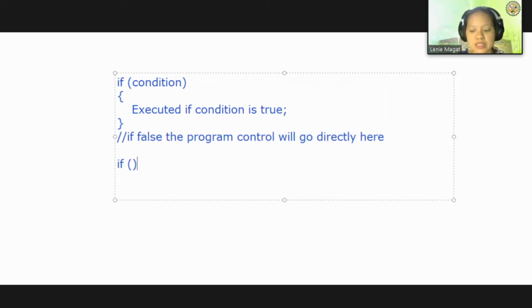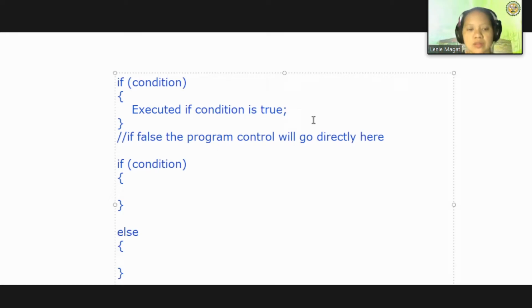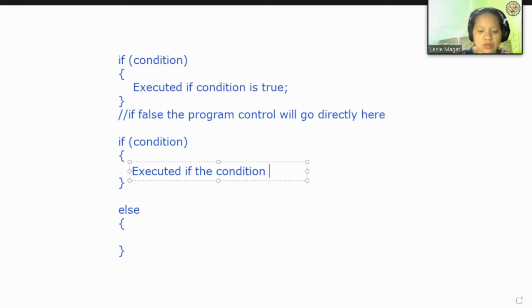Okay, ano naman yung if-else? For the if-else, this is how you do it. If, and then you have your condition here, and then you have your body of code here, and then you have your else dito. Okay? So, paano naman nag-work yan? So, dito nadagdagan lang siya. So, this body of, if the condition is true, syempre papasok siya dito, diba? Executed if the condition is true.